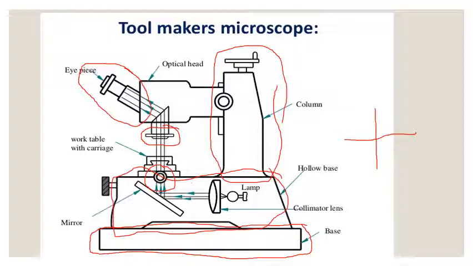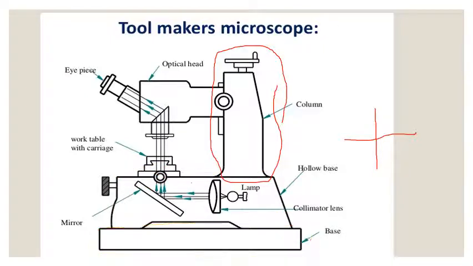Further, in the eyepiece we can observe cross wires. One more thing is that the eyepiece is rotatable, and it is also connected with a scale in the angular direction. That is, an angular scale is placed over this eyepiece. This angular scale helps the operator to determine the angle.